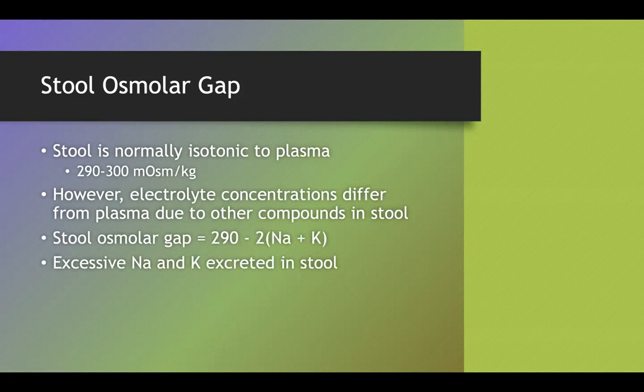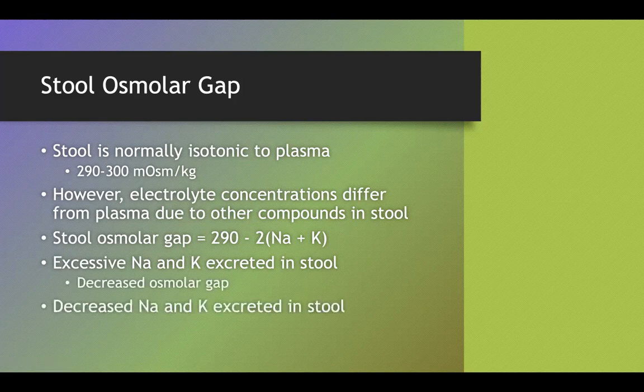So what we're going to do is we're going to use this equation to figure out what would happen to the stool osmolar gap depending on our sodium and potassium concentrations. So if we had a ton of sodium and potassium excreted in our stool, that would make this number very, very, very large. And 290 minus a very large number is going to make this whole osmolar gap small, right? If you have 290, and let's say all of this adds up to like 240, then your osmolar gap is only 50, which is actually kind of small. And so you'll get a decreased osmolar gap.